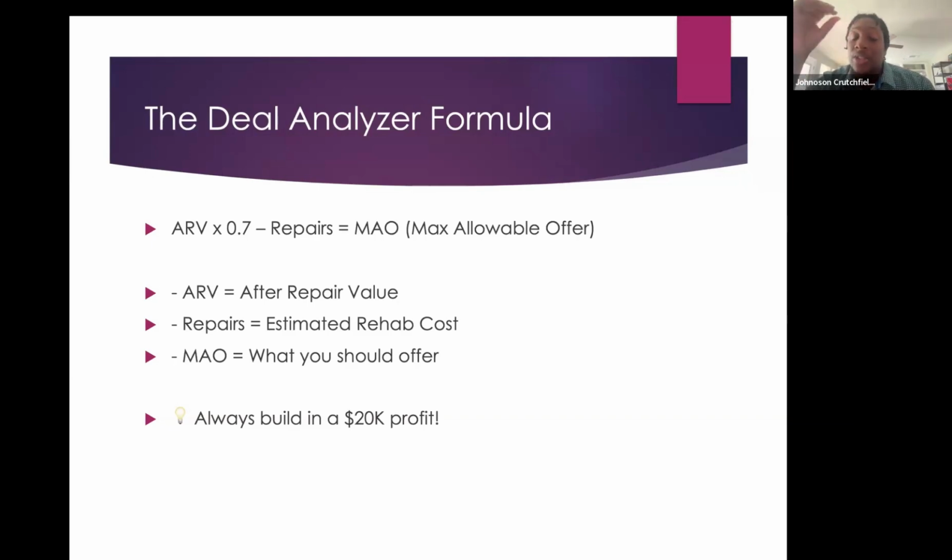So for repairs, if it's medium, paint, flooring, countertops, maybe a few lights and fans, it's 25K. Then you got your heavy rehab. Your heavy rehab means it needs everything. This is roof. This is HVAC. This is plumbing. This is electrical.